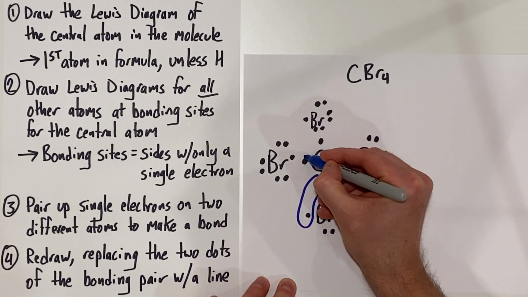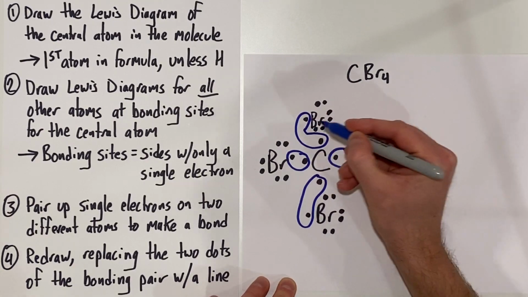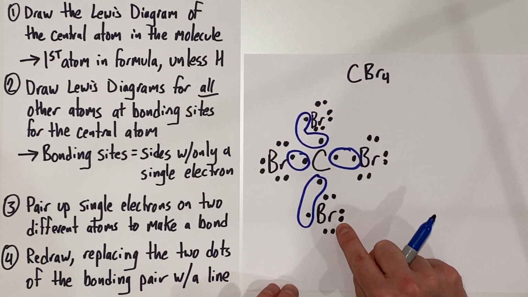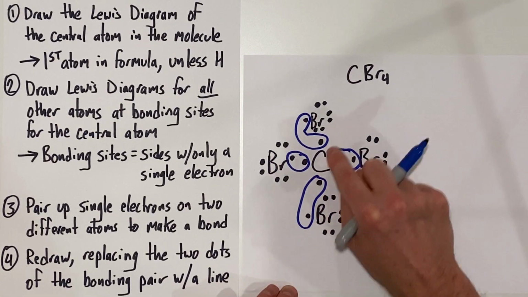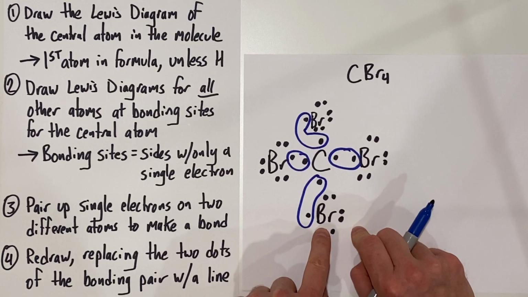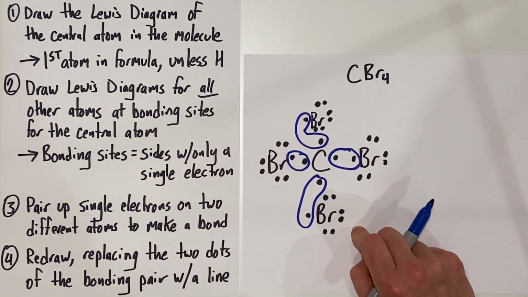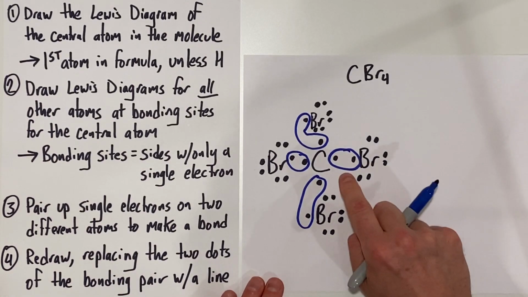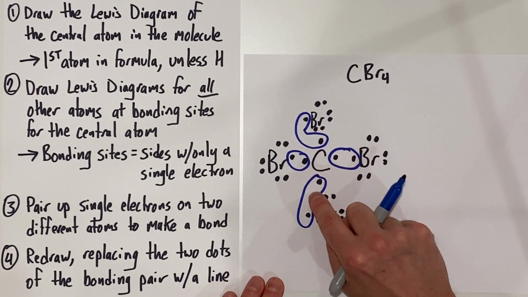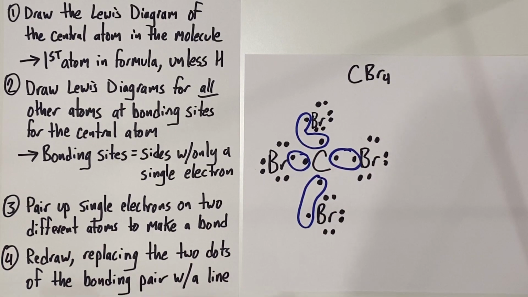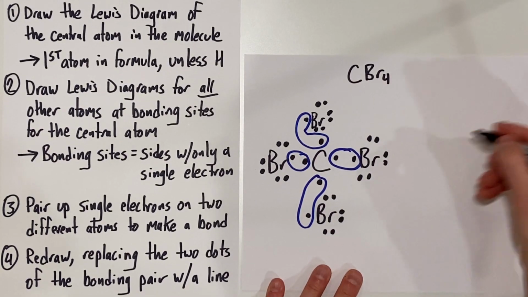Here's another one. Here's another one. And here's another one here. Don't worry if how you drew your Lewis diagram, your single electron doesn't end up right next to it. All that matters is that your atom has a single electron on it and the other atom has a single electron that can pair up. Great. We'll also notice that carbon now also satisfies its octet with the 4 bonds. 1, 2, 3, 4.